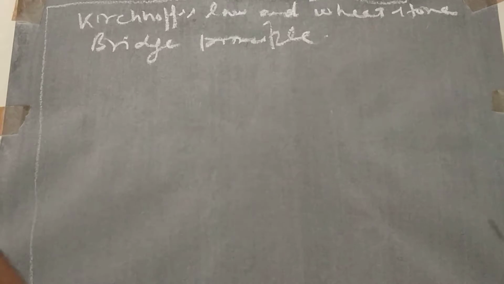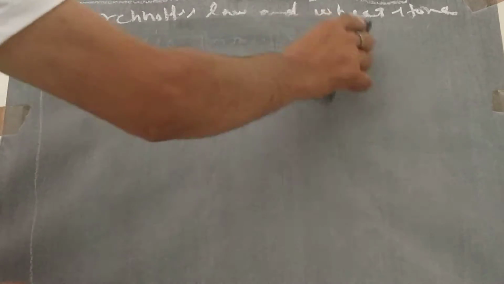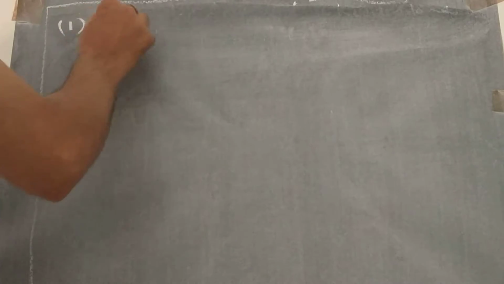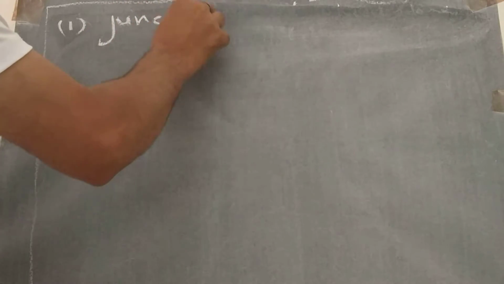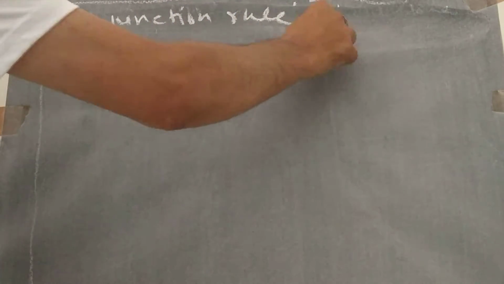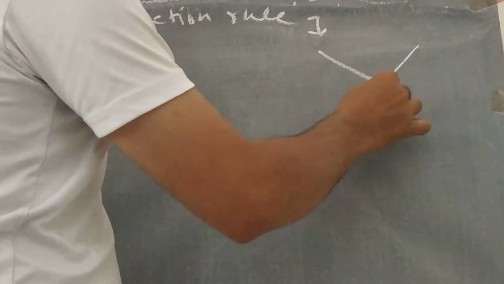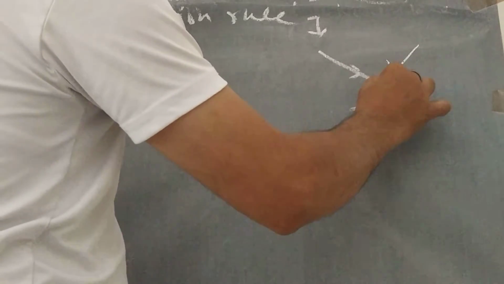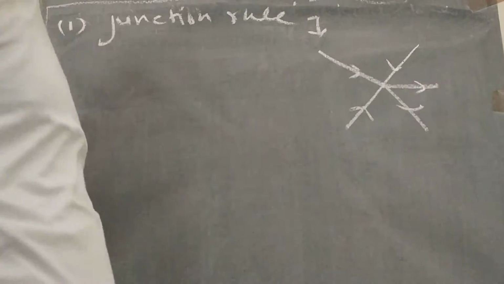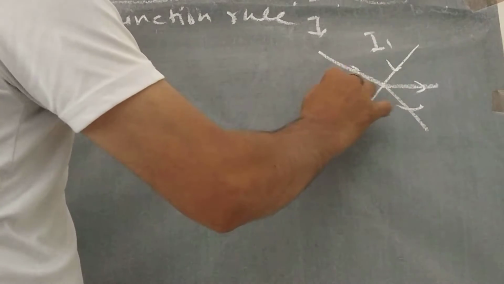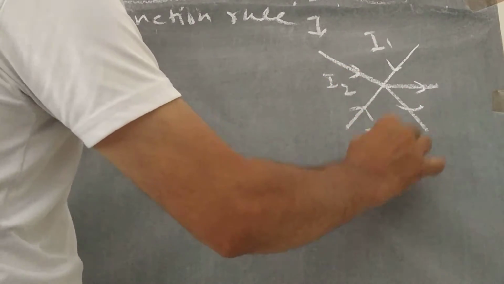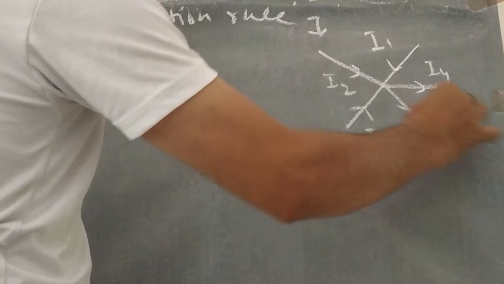In order to solve some complicated problems in electricity, we have to apply this law. There are two laws given by Kirchhoff. First law is known as junction law or junction rule. According to this law, sum total of number of currents meeting at a junction is always zero.